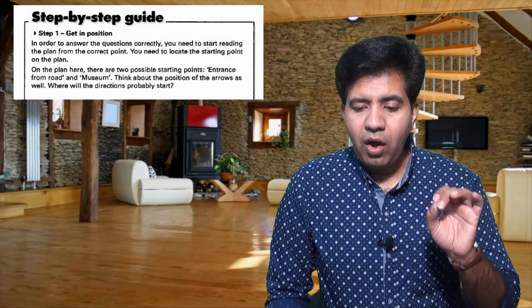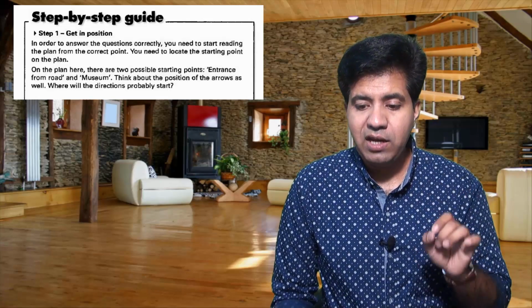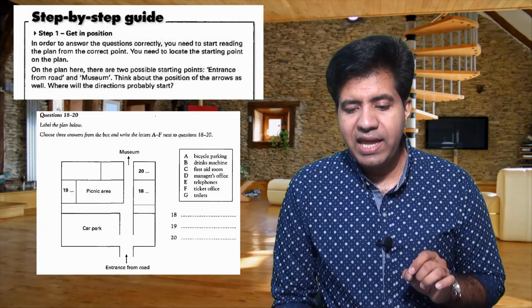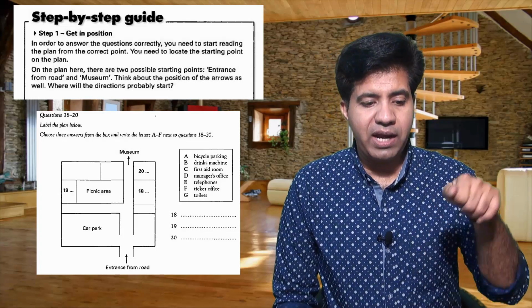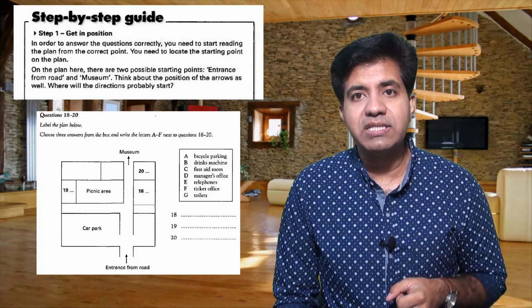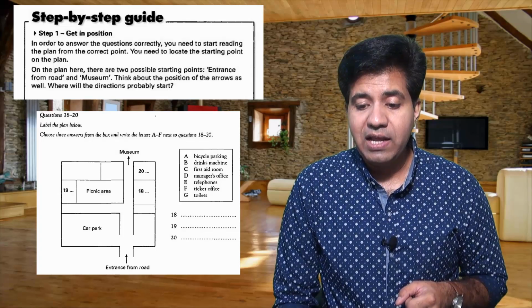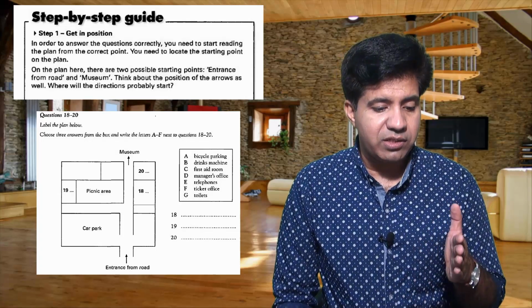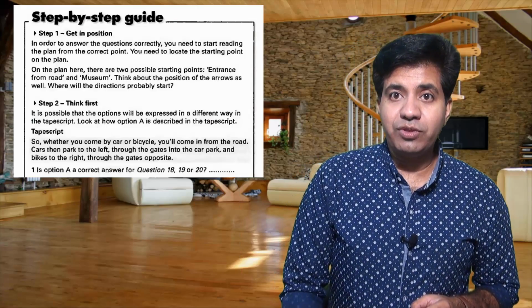So on the plan here there are two possible starting points. You can see this plan, two possible starting points: entrance from road and museum. There is one entrance from the road and there is one entrance from the museum, so these are the starting points. Think about the position of the arrows as well. Where will the direction probably start? It might start from the entrance from road, right? Like that.